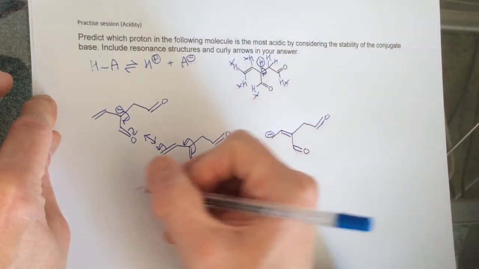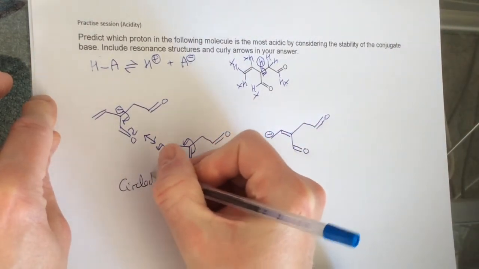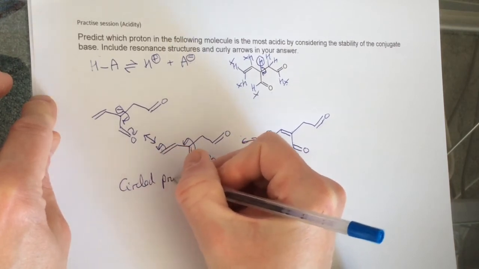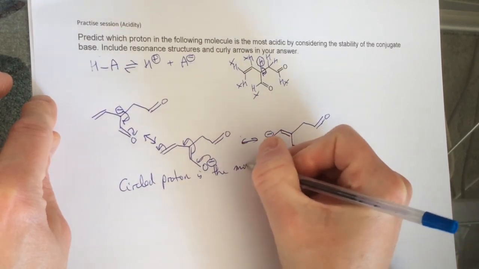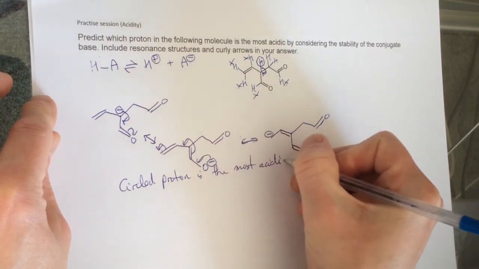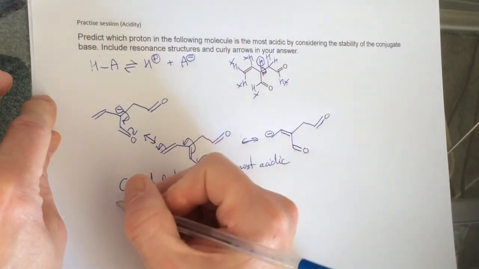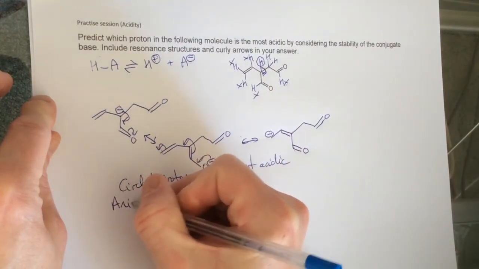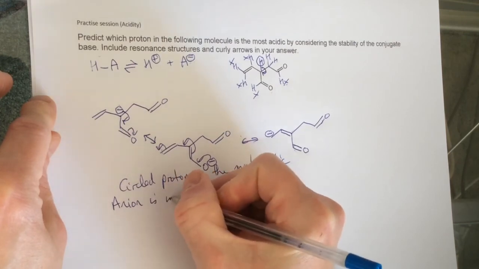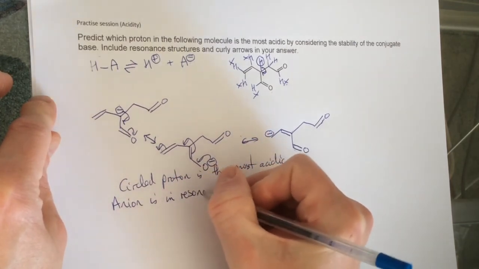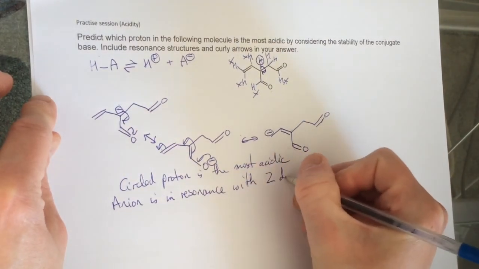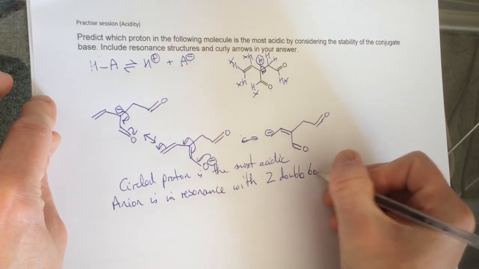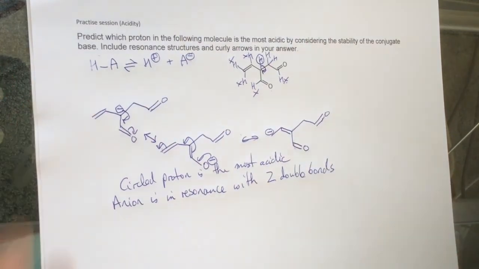So the circled proton is the most acidic. The anion is in resonance with two double bonds. And I think really that's all you need to write.